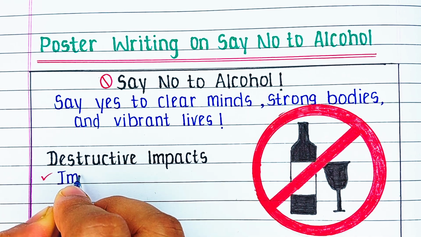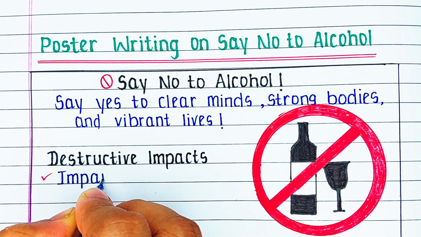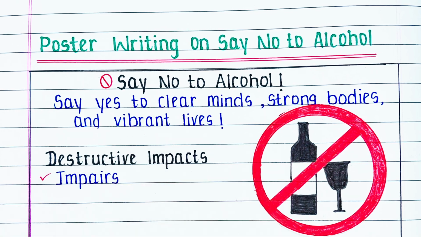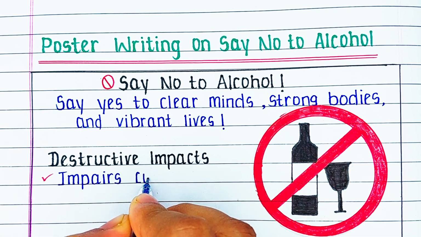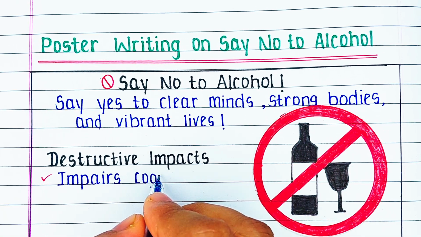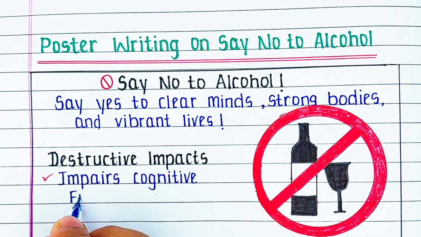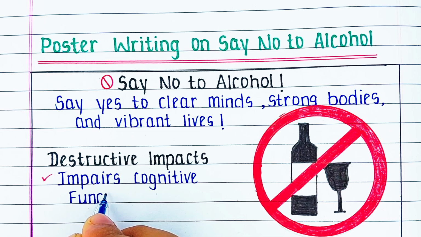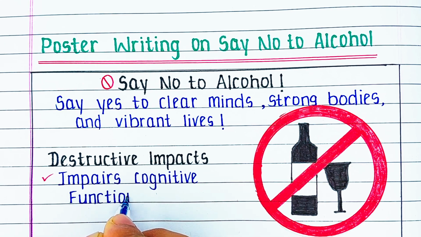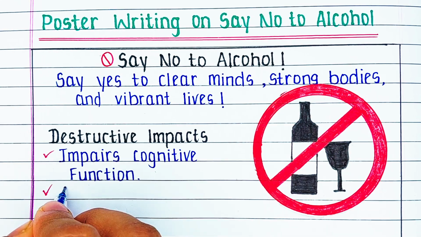Next, we have to highlight the key points of our poster under an impressive heading. Here, for example, I am writing destructive impacts. First point, impairs cognitive function.